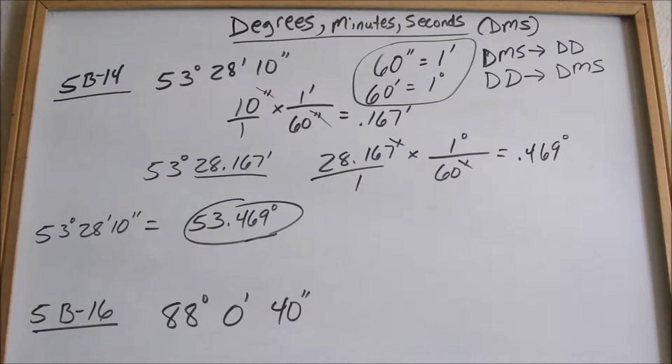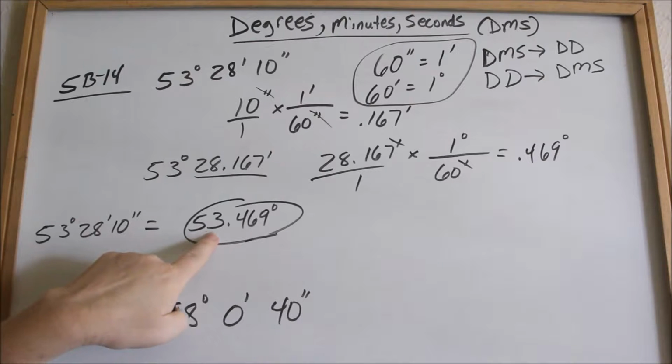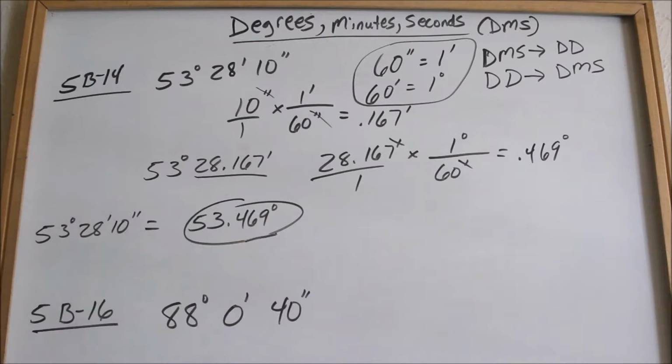So there are two different ways you can state degrees. You can either state it in degrees, minutes, seconds with those units, or as a decimal with just degrees.